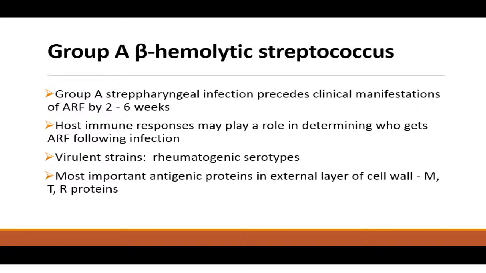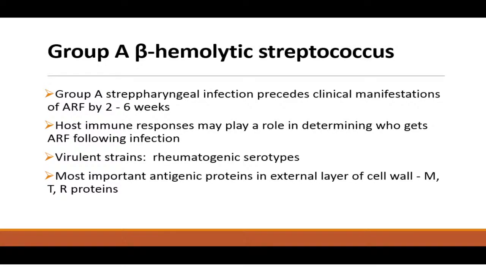So what is group A beta-hemolytic streptococcus? After this infection, we see clinical manifestations of rheumatic fever at about 2 to 6 weeks. The host immune response takes place and plays a big role in the manifestation of rheumatic fever. Also, there must be special strains of streptococcus, which we call rheumatogenic serotypes, because there are some nephritogenic serotypes and they cause glomerulonephritis.